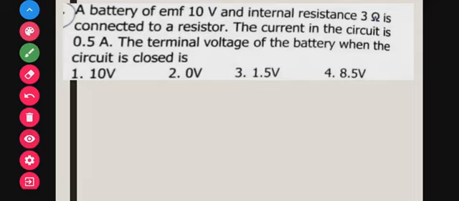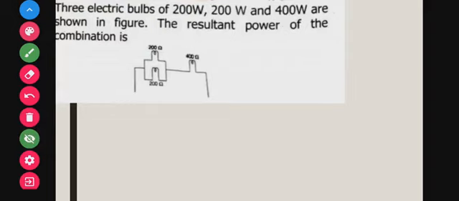And next we will move on to this question. Three bulbs of 200 watt, 200 watt and 400 watt are shown in the figure; find the resultant power. The option is not there, I will show. So here there is a 200 watt, 200 watt, and here there is a 400 watt.